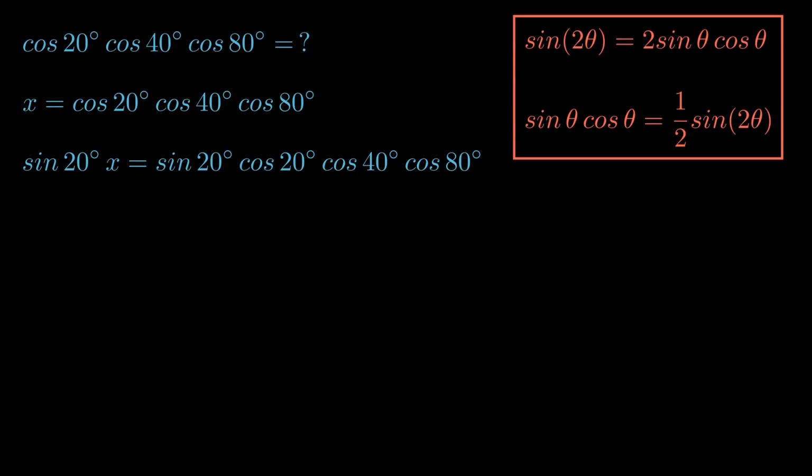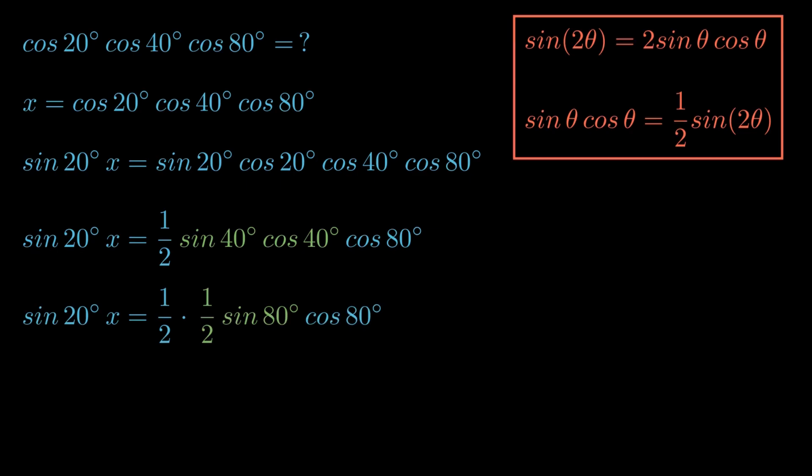Let's focus on the product sine of 20 degrees times cosine of 20 degrees on the right-hand side for a moment. This expression is in the form sine theta cosine theta. If we use the double angle identity, we can rewrite this part as 1/2 sine of 40 degrees, and the rest of the expression stays the same. This is where the magic really happens. The sine of 40 degrees and cosine of 40 degrees terms in the new expression form another product in the form sine theta cosine theta, which means we can use the double angle identity to rewrite sine of 40 degrees cosine of 40 degrees as 1/2 sine of 80 degrees.